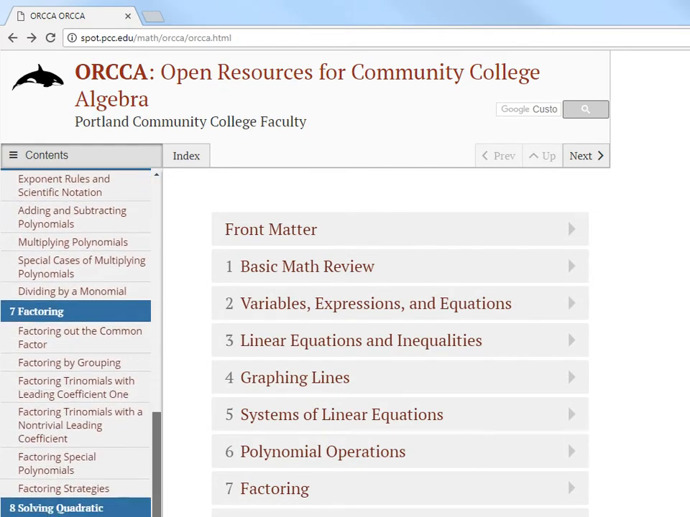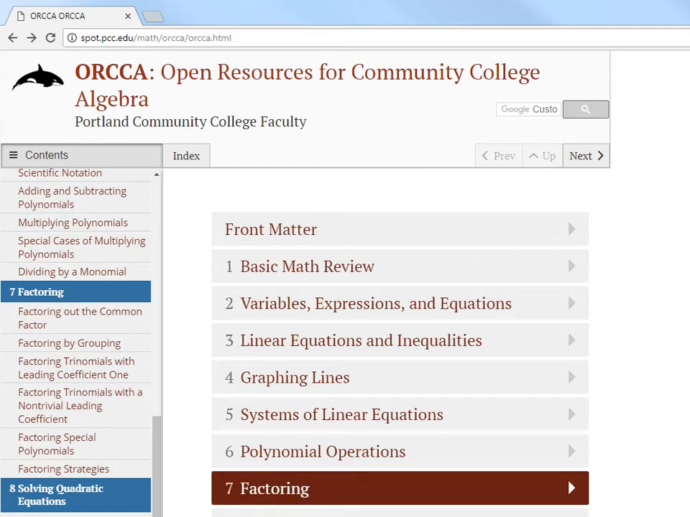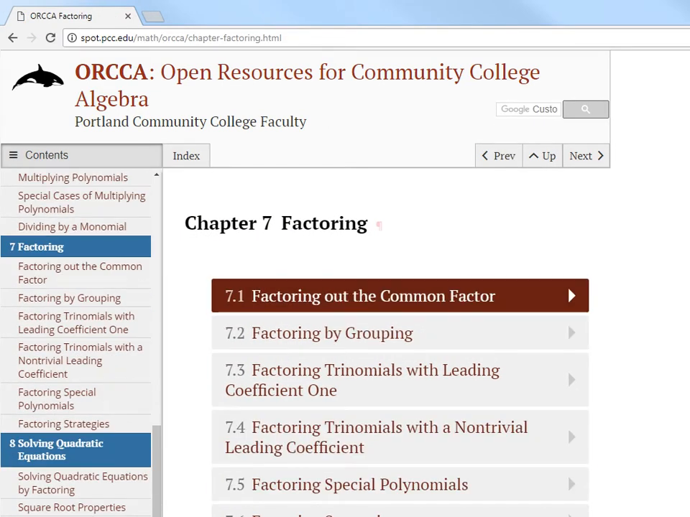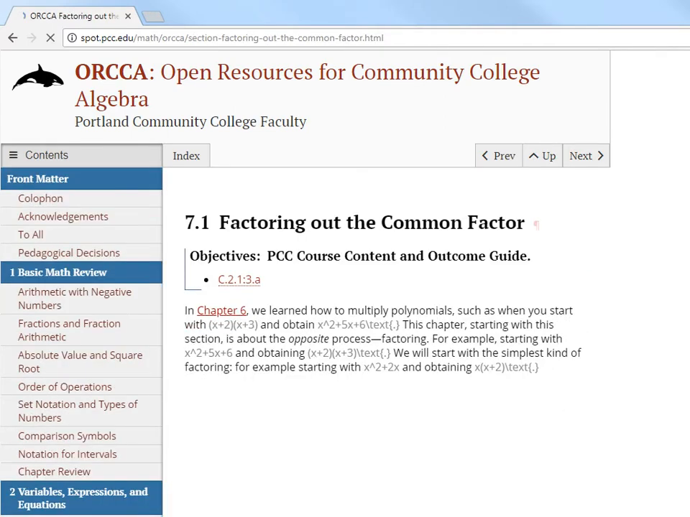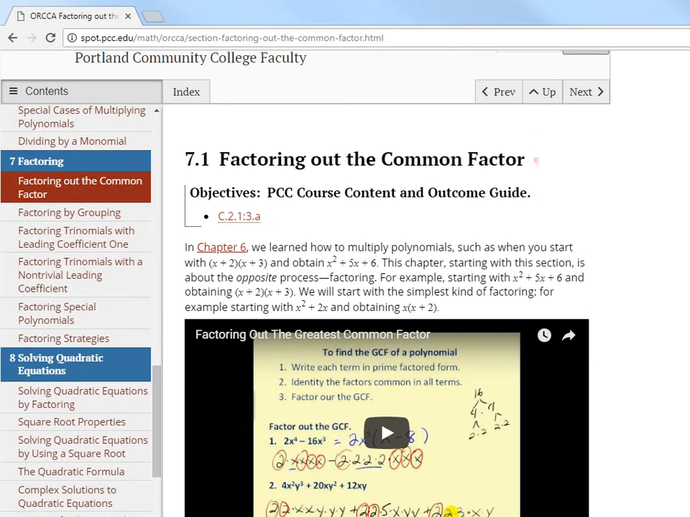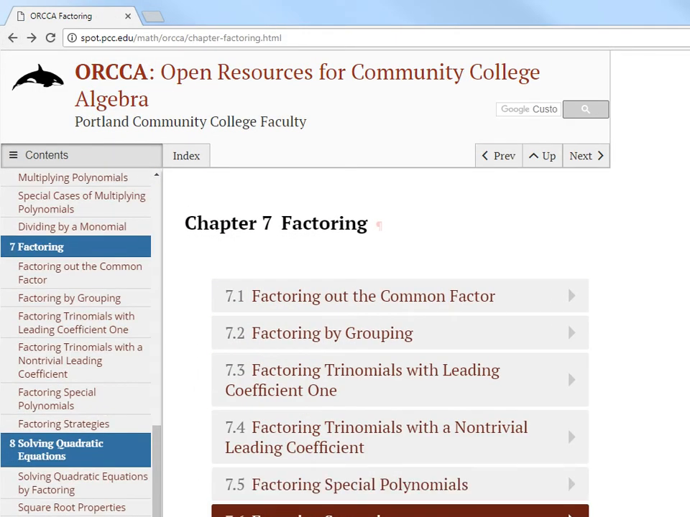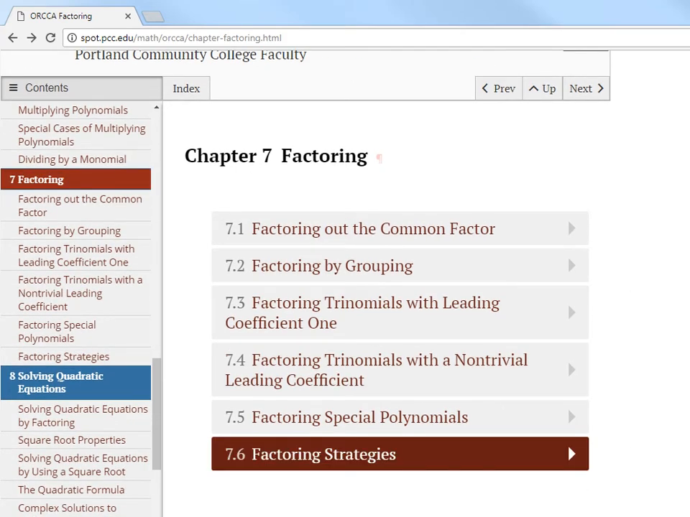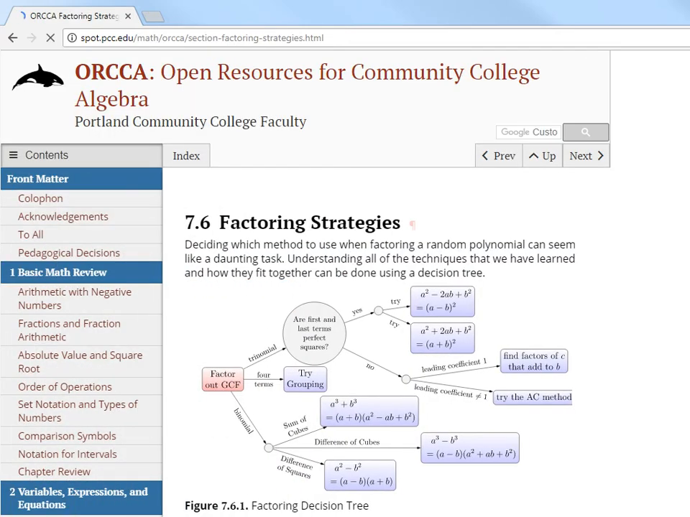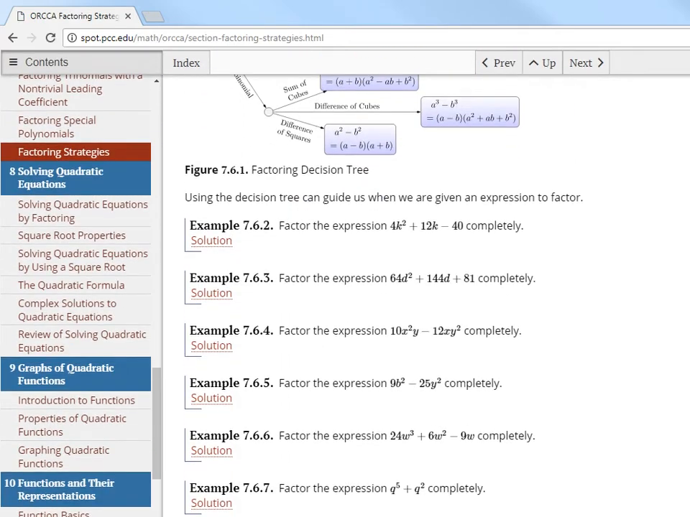So coming down to Chapter 7, I see factoring. And then factoring out the common factor, that's where we'll learn about GCFs. So there's videos and explanation, problems to try. The one that summarizes a lot about factoring is factoring strategies. And if you're looking to review factoring in general, that's probably your best bet. You can try these problems here. There are also further problems at the end in the exercises that you can practice with.